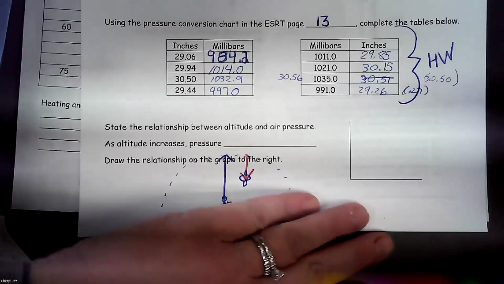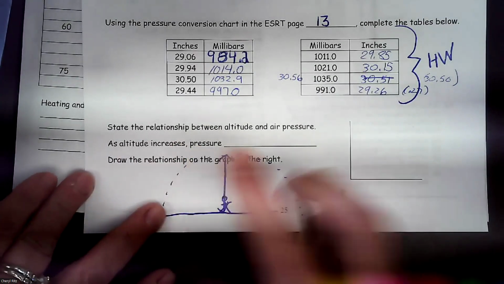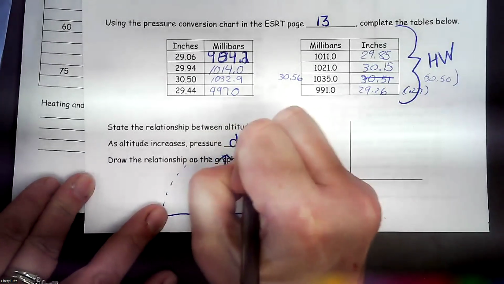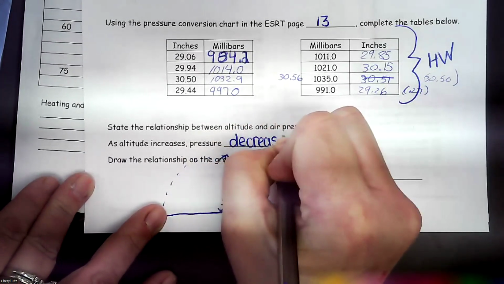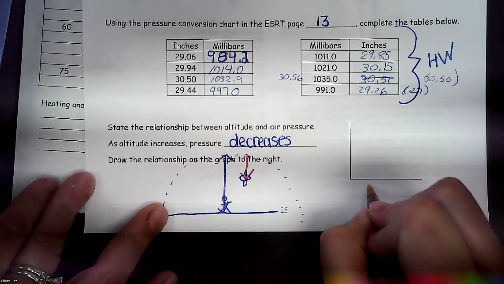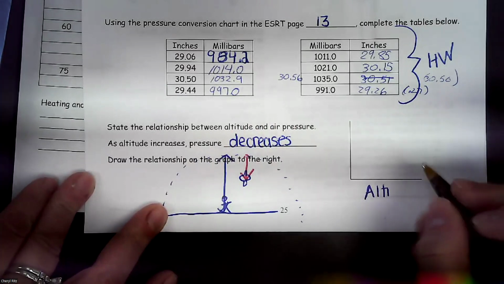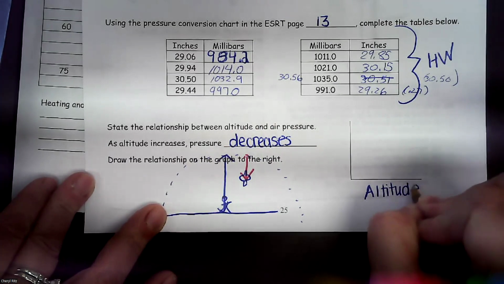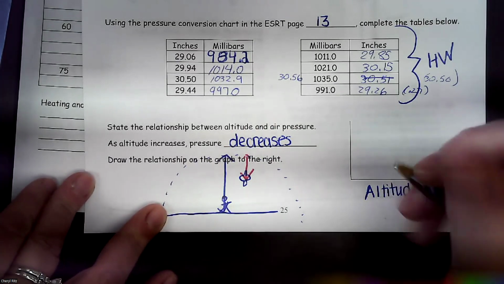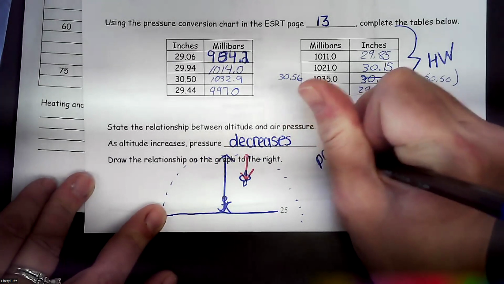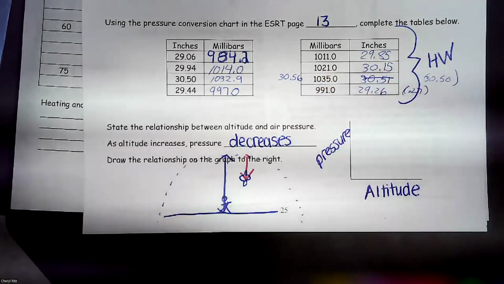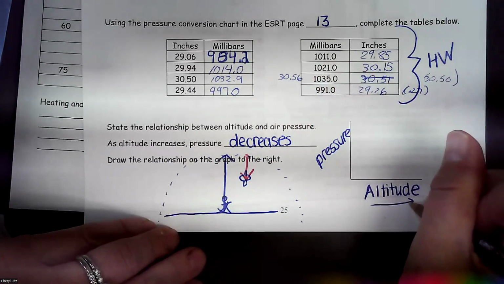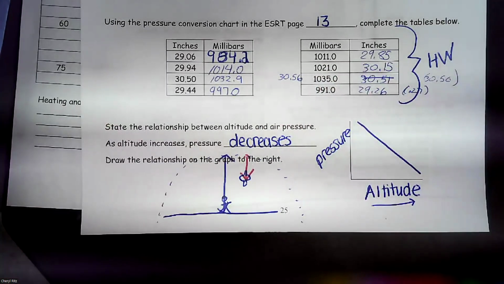So we do need to fill this in. So as altitude increases, pressure decreases. And remember, we always put the one I can control on the x-axis. And the one we can't control, which is the pressure. And altitude's always increasing. And so you read, as altitude increases, pressure decreases.